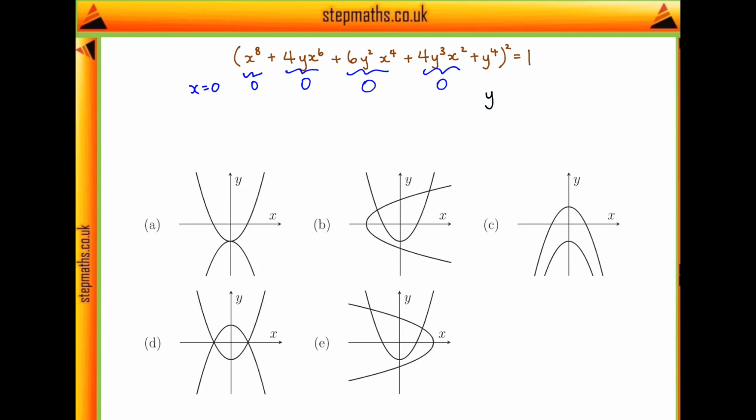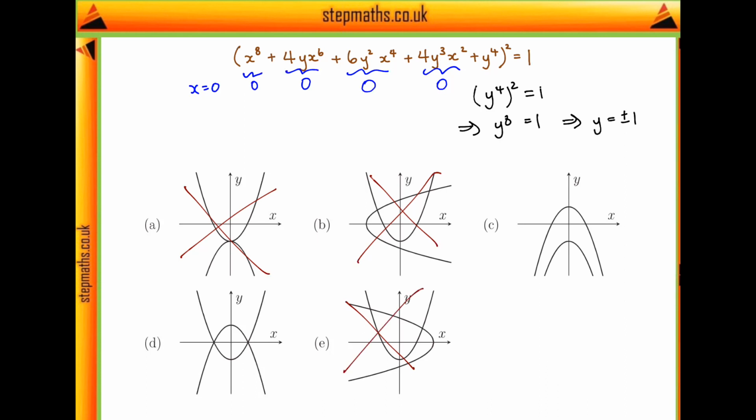And in fact, all of these first 4 terms would be 0. And so we'd just be left with y to the 4, and that squared equals 1, i.e. y to the 8 equals 1, so y must be plus or minus 1. So the curve crosses the y-axis at plus and minus 1. So immediately we can get rid of these graphs where it only crosses in 1 or 3 places. So we can rule out A, B and D, which means we're just left with D and C.